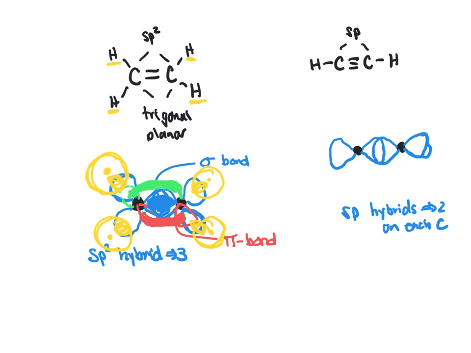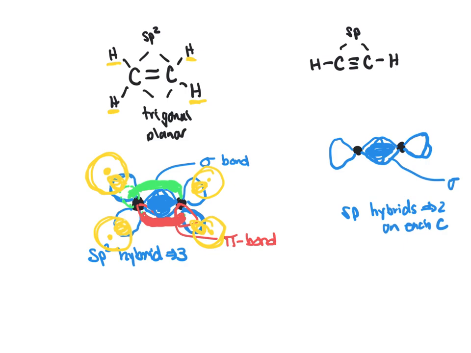And the sp hybrids are overlapping. The sp hybrid here from this carbon and the sp hybrid here from this carbon are overlapping here to form a sigma bond. But because I have only used one of the p orbitals in that hybrid, I have 2 p orbitals left over.